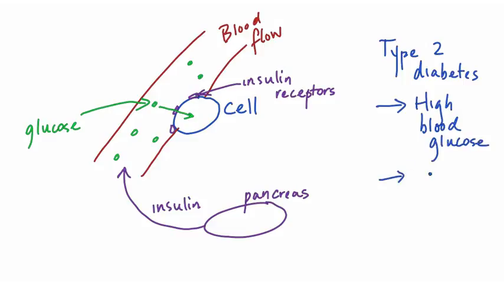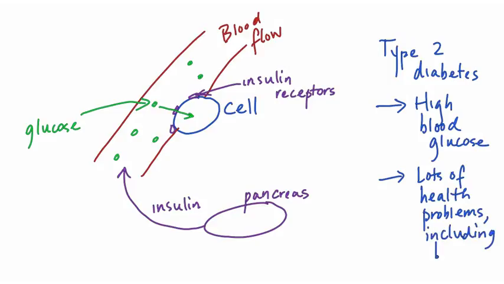And it's been shown that over time, having high blood glucose levels can lead to blindness, kidney problems, and other health problems, in particular heart disease, which is the cause of death for 80% of people with diabetes. And people with diabetes often tend to have more severe heart disease and develop it at a younger age than the general population.